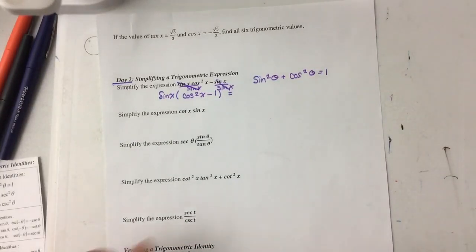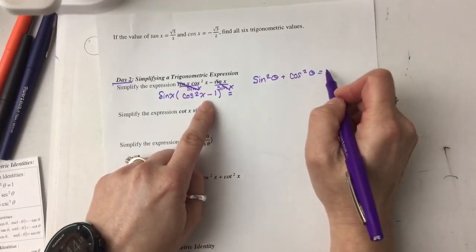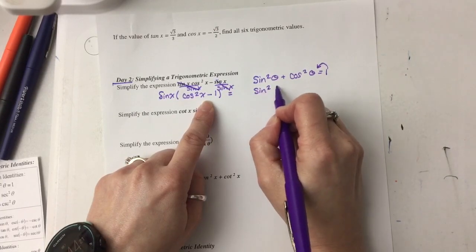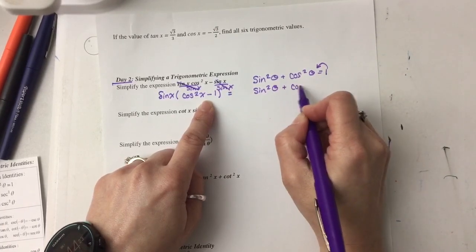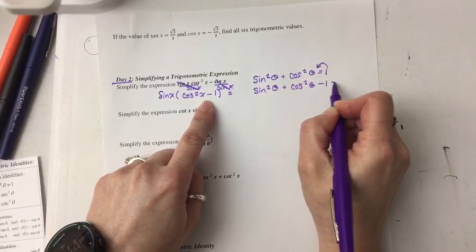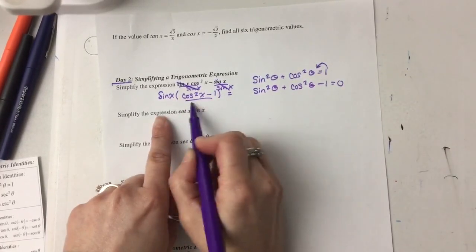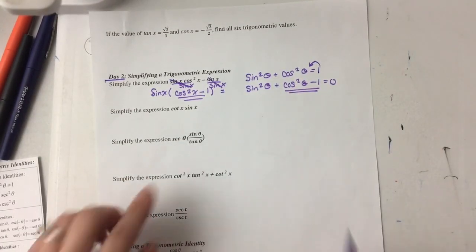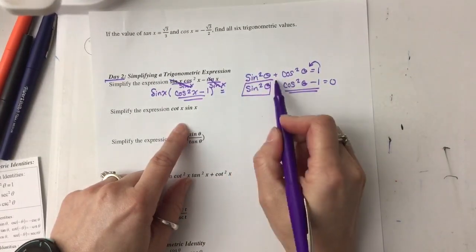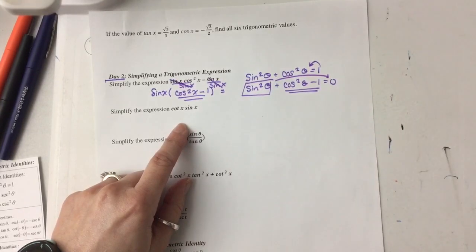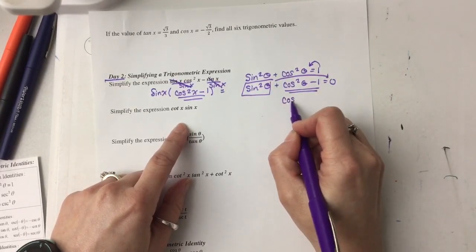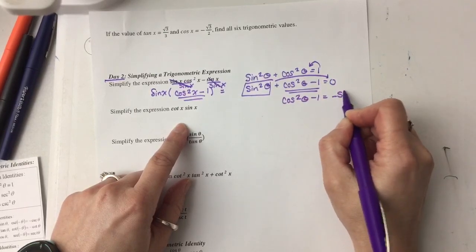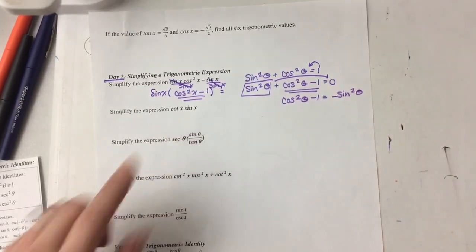I am allowed to manipulate this. So notice I have a 1. The 1 is negative. So if I minus it over here, I'd have sine squared of theta plus cosine squared of theta minus 1 equals 0. So notice, here's my sine squared of theta minus 1. I need to take my sine squared of theta and minus it to the other side. So cosine squared of theta minus 1 is equal to a negative sine squared of theta.